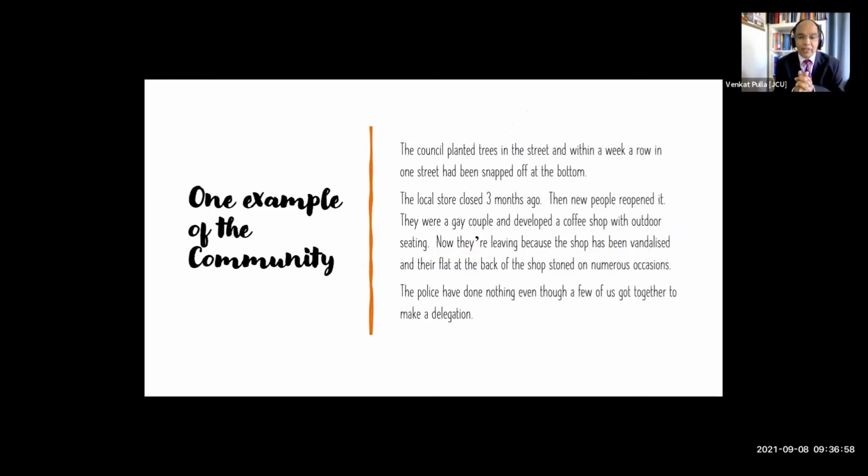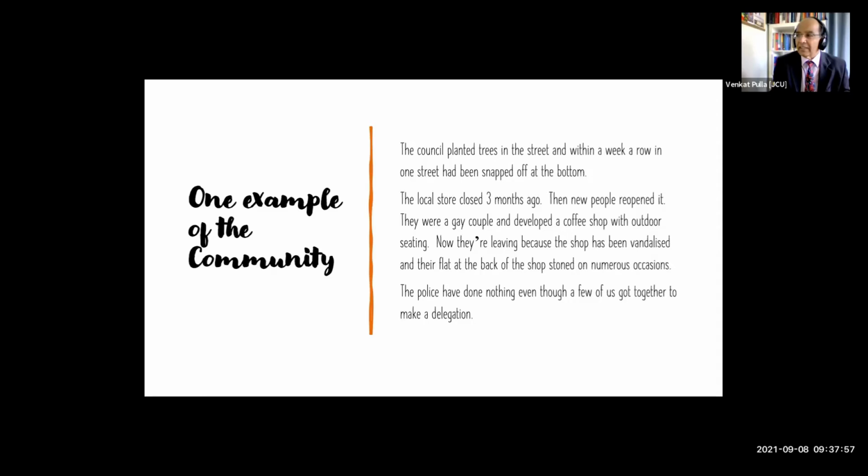So one example of the community. The council seems to have planted trees in the street, and within a week, a row of one street has been snapped off at the bottom. A lot of trees have been taken away. The local store was there, and that was closed 3 months ago. The new people who tried to reopen it, they were a gay couple. Let's assume this is a rural area. And unfortunately, there are some difficulties out there. So the gay couple, they developed a coffee shop with the outdoor seating. Now they are leaving because the shop has been vandalized, and their flat, which is at the back of the shop, was stoned on numerous occasions.